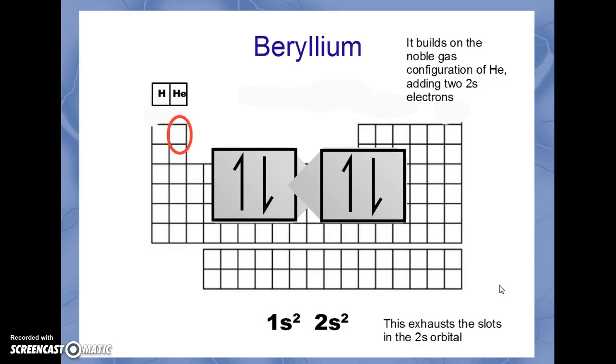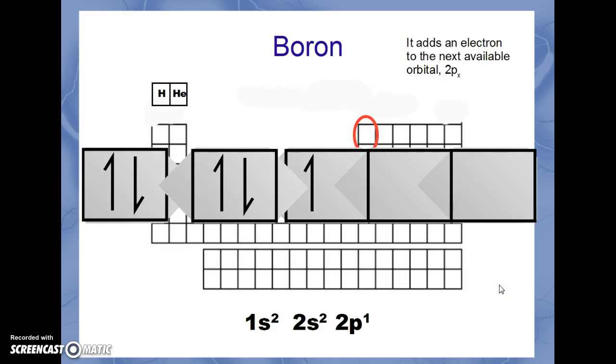The 2s orbital is filled. Boron. Now we have shown the three 2p orbitals. Boron adds an electron to one of the 2p orbitals, and it is 1s2, 2s2, 2p1. It's added an electron to the next available orbital, the 2px orbital. Carbon would be 1s2, 2s2, 2p2, and nitrogen 1s2, 2s2, 2p3. Here we are adding again to the next available p orbital.